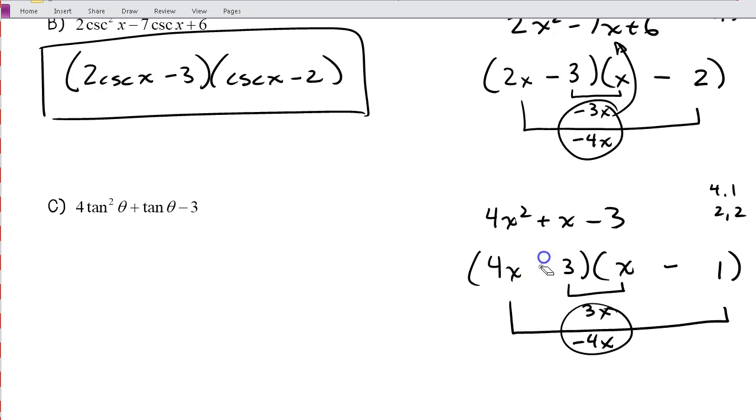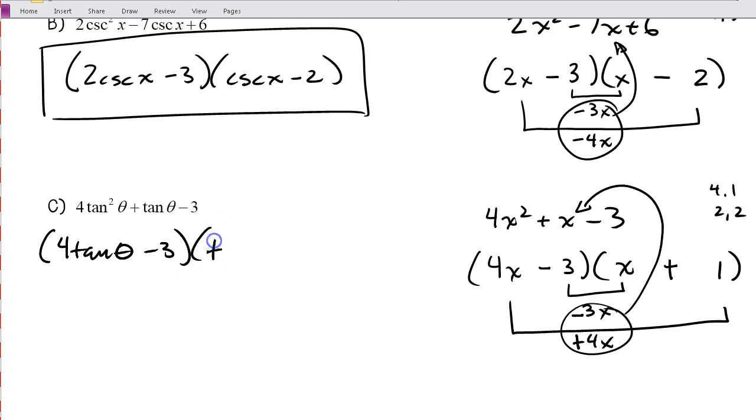So let's try flipping these around. So let's make that a minus, and let's make that a plus. So this will be a minus 3x, and that'll be a plus 4x, so that'll give me the positive 1x that I need over there. Alright, so then this becomes 4 tangent theta minus 3 and tangent theta plus 1.